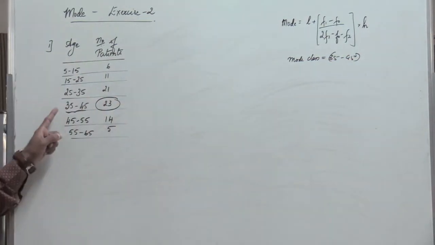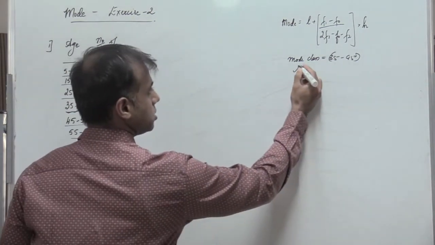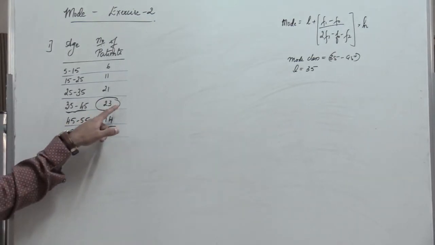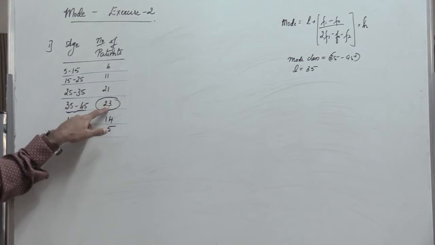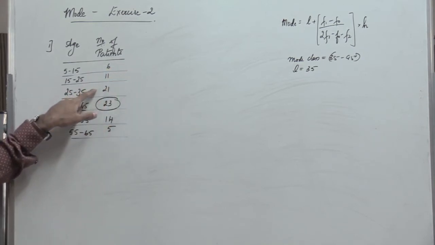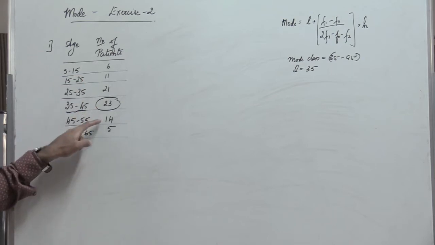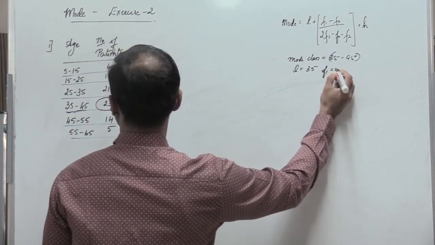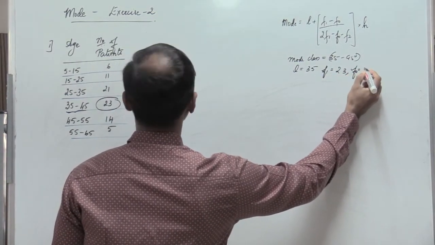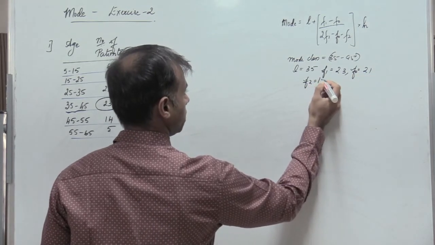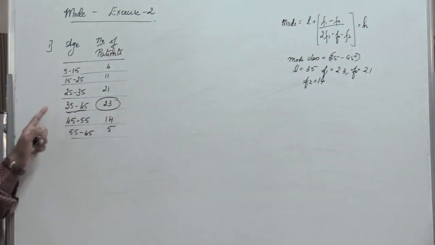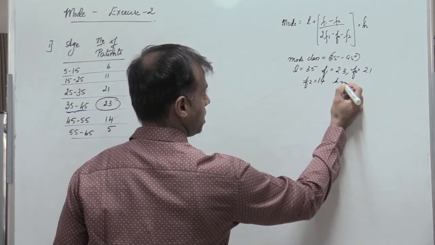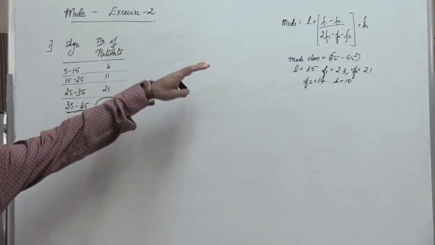And I need to find the lower limit of the mode class, which is L. So L is 35. So next we need to find the frequency. The frequency of the mode class is 23, which is F1. The frequency of the previous class is 21, which is F0. The frequency of the succeeding class is 14, which is F2. Now H happens to be the class size. So class size is 45 minus 35, which is 10. So H equals 10.